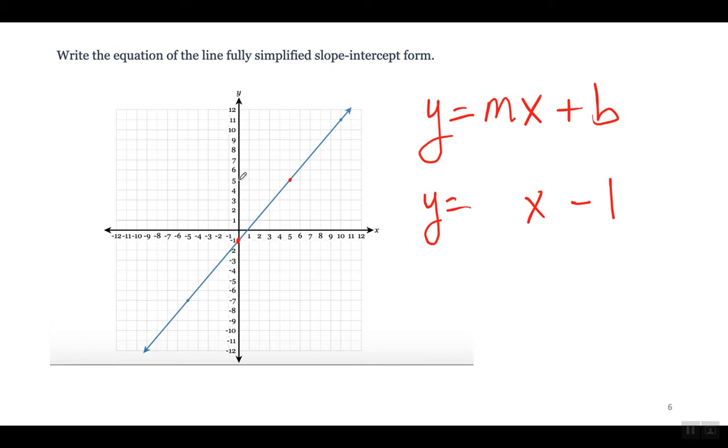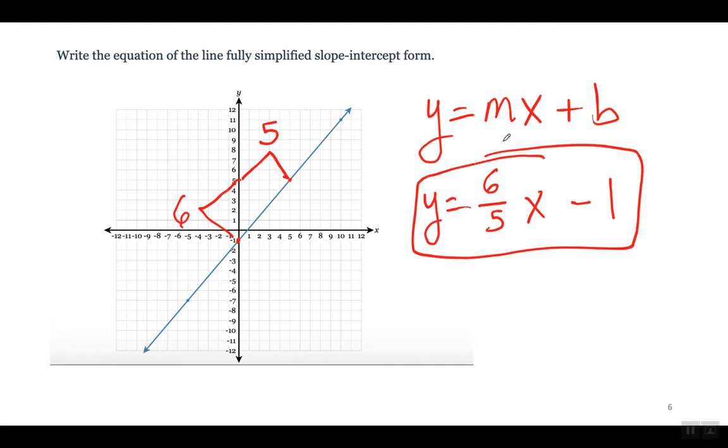The rise goes from negative 1 to 5. El rise va desde negativo 1 a 5. That's a distance of 6. And the run goes from 0 to 5, which is a distance of 5, okay? El run, la distancia horizontal, es desde 0 a positivo 5. Así que es 5. Así que 6 sobre 5 is my slope. 6 over 5 is the slope.